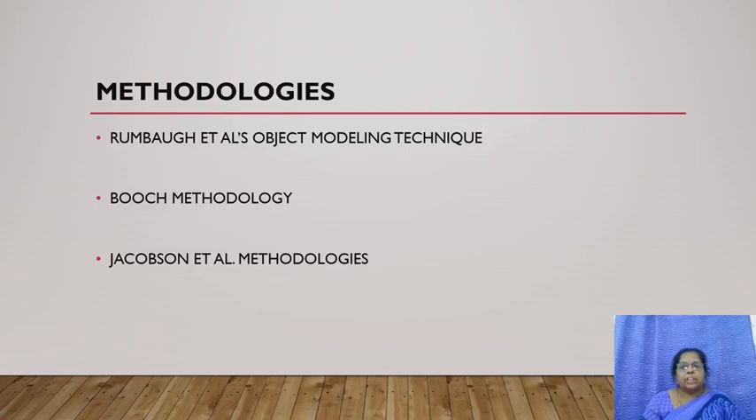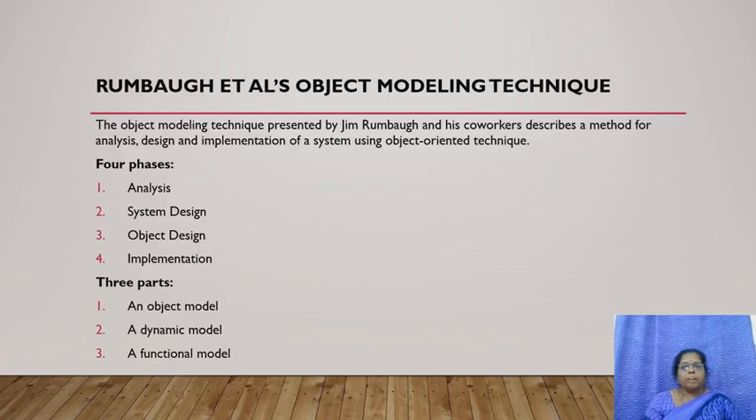There are three different methodologies we can use in the UML. First one is Rumbaugh et al.'s object modeling technique. Second one, Booch methodology. Third one, Ivar Jacobson et al.'s methodologies. Rumbaugh et al. object modeling technique.